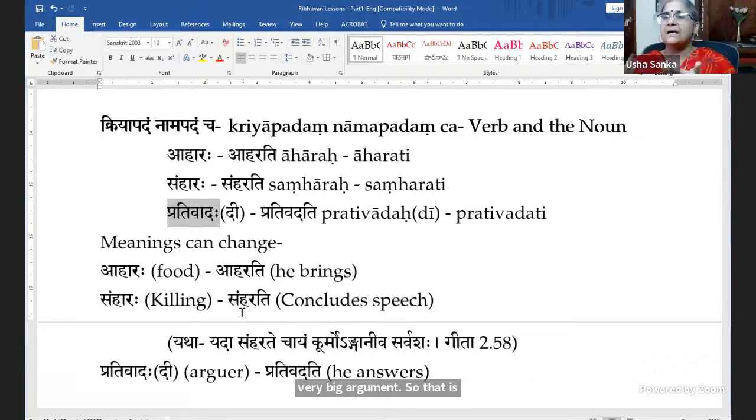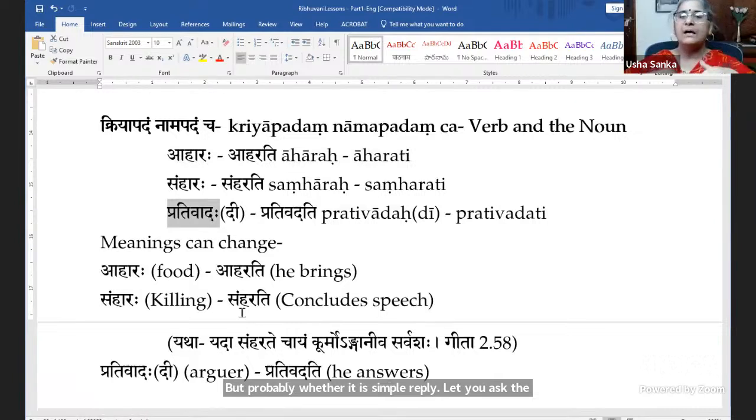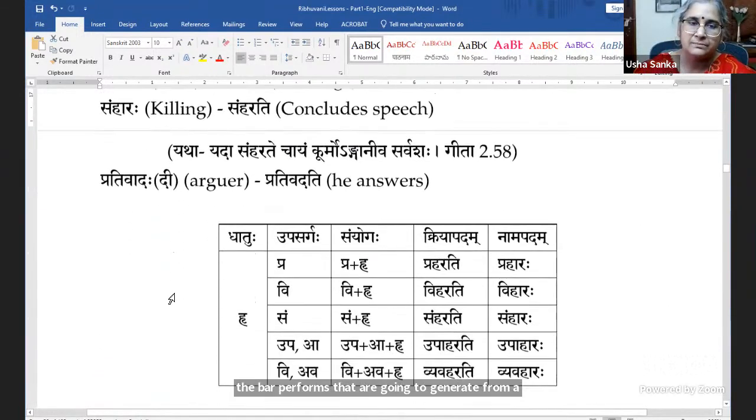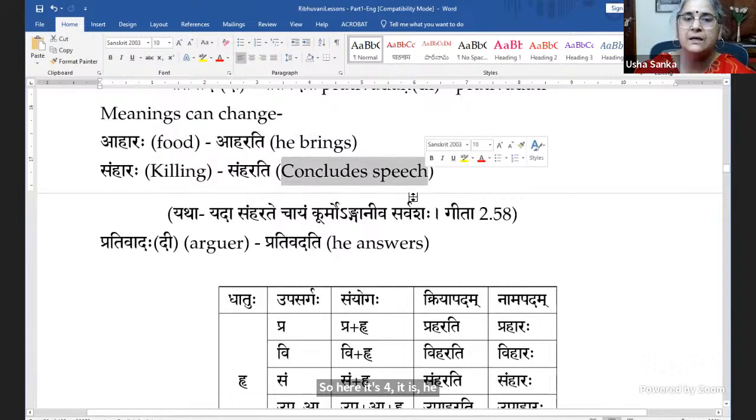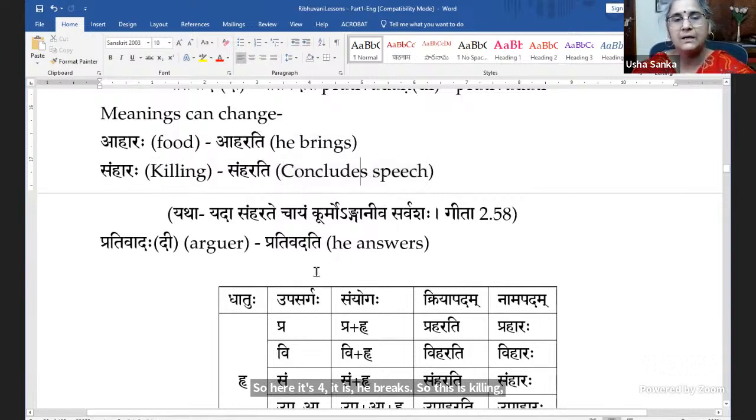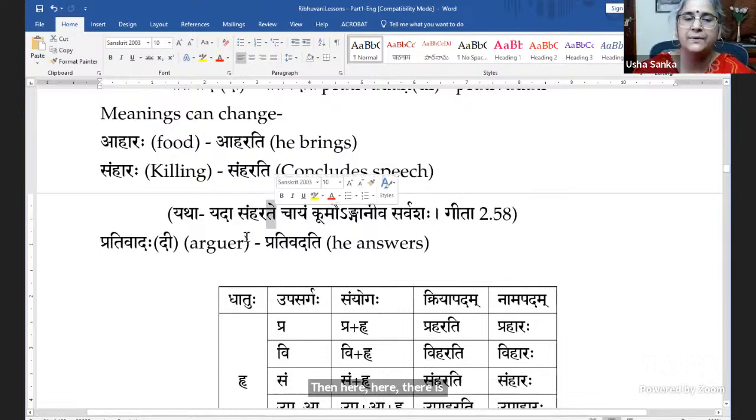But prativadati is simple replying, like you ask me a question, I answer it. That is it. So this is how the noun and the verb forms generated from a sopasargaka dhatu tend to differ in their meanings. Here it's food, and he brings. This is killing, and sometimes concluding a speech. He concludes the speech, or he kills. Both. Then here there is a samharate. Don't worry about this, since I'll explain it to you later.